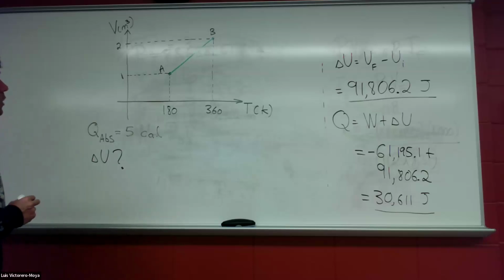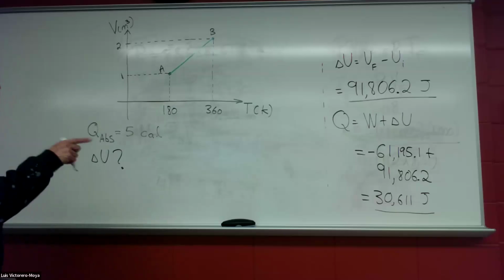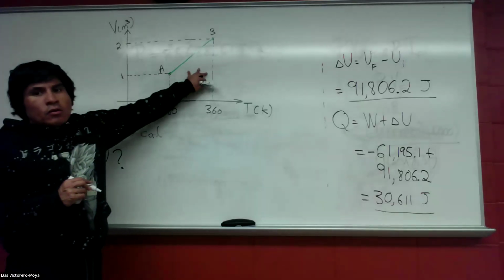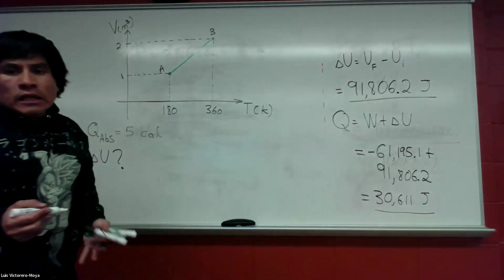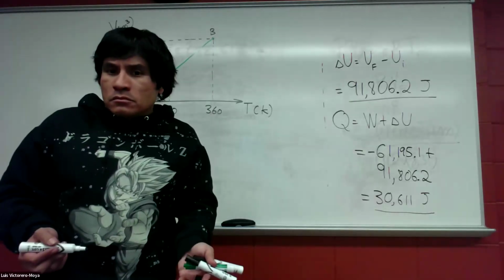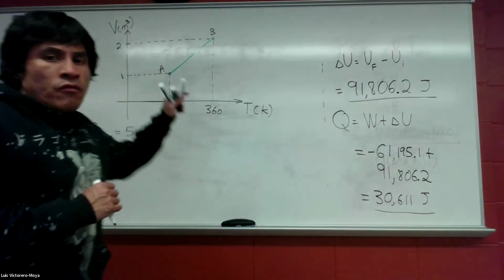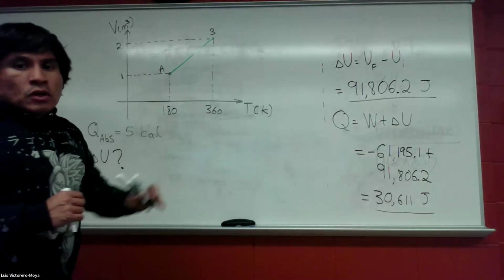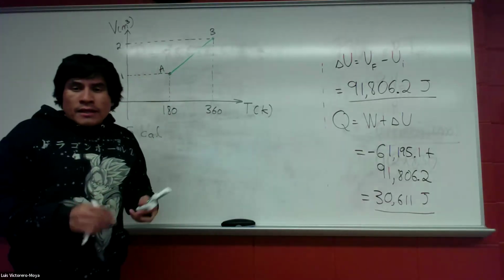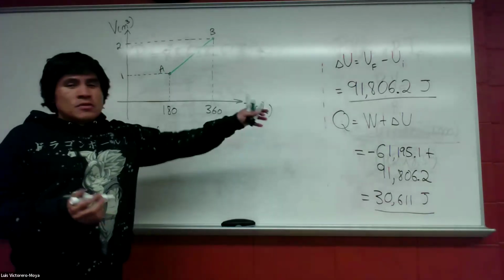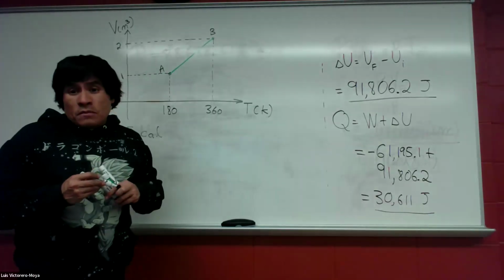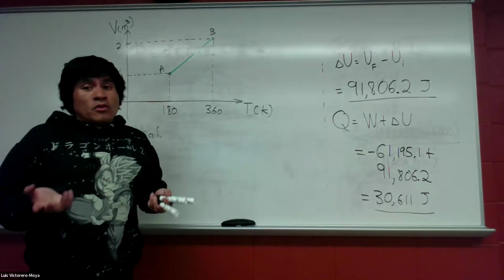So if it was a PV diagram, you can find the area under the curve, and then that's work, and then Q minus W will give you delta U. But in this question, it's a volume versus temperature. So be careful, right? So how will you do that? You have to use the equation for U.